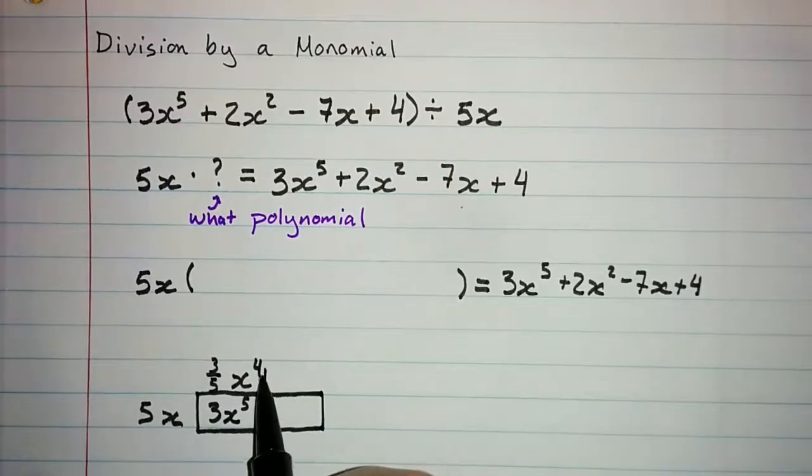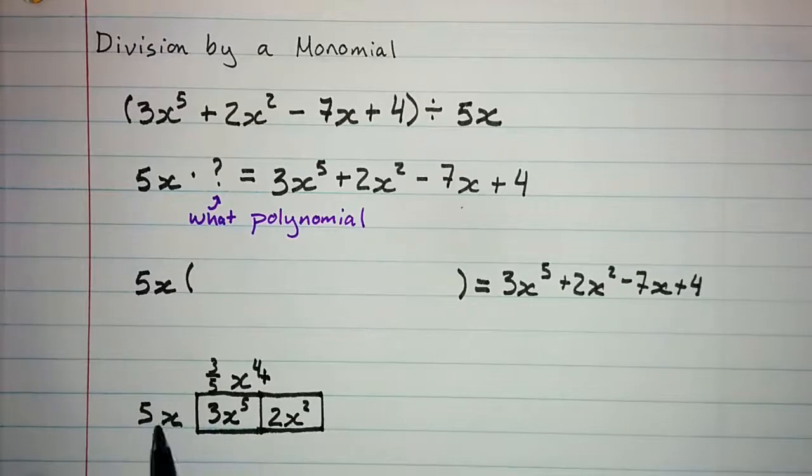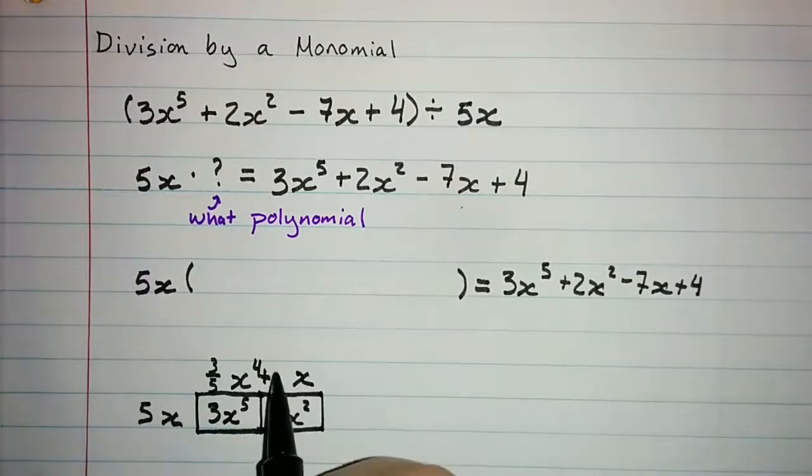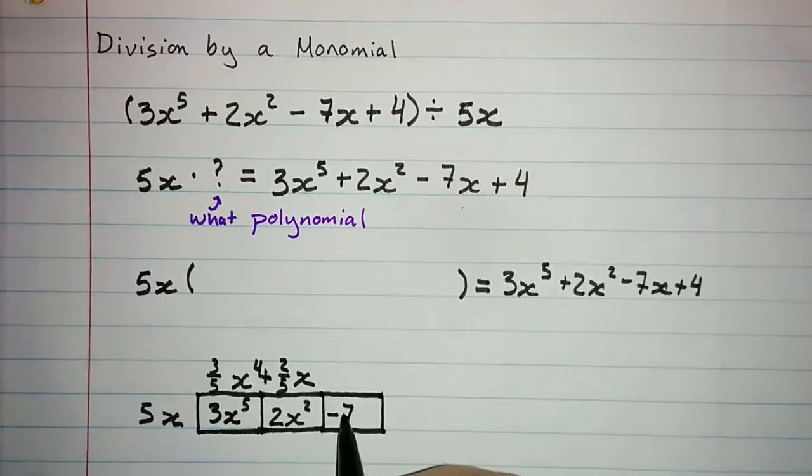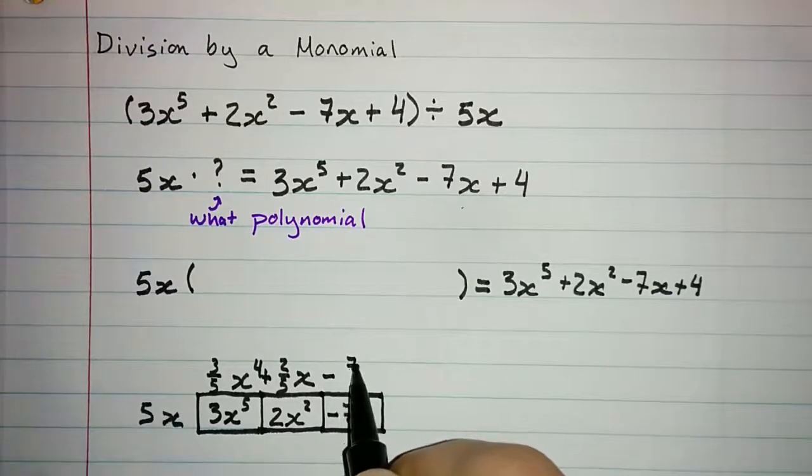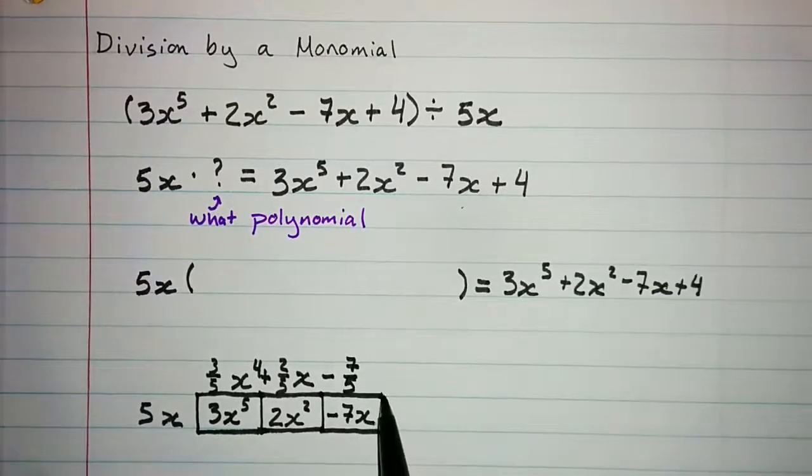All right, well, when I multiply by my second term, I need to get 2x squared. Again, x times x will give me x squared. That part's easy. What times 5 will give me 2? It'll have to be 2/5. My next term, when I multiply it by 5x, is going to need to give me negative 7x. I'm not going to need any x's here at all. I'll just need the number negative 7/5.